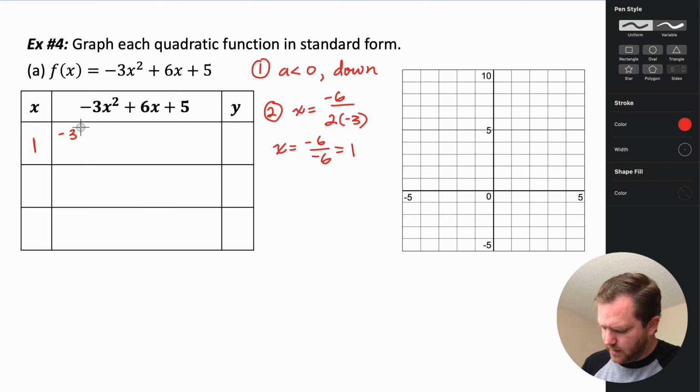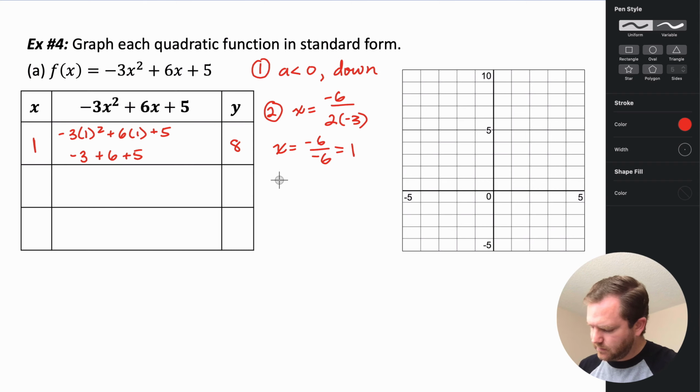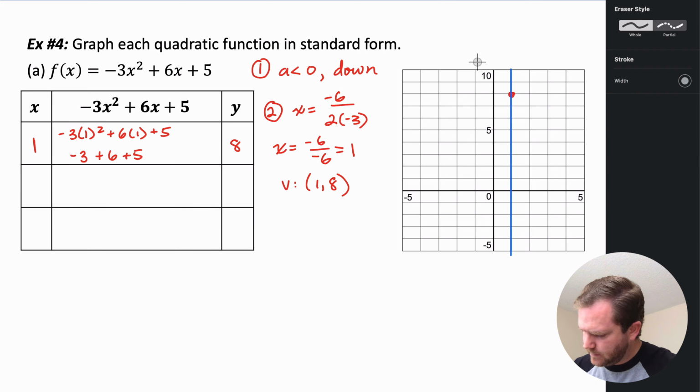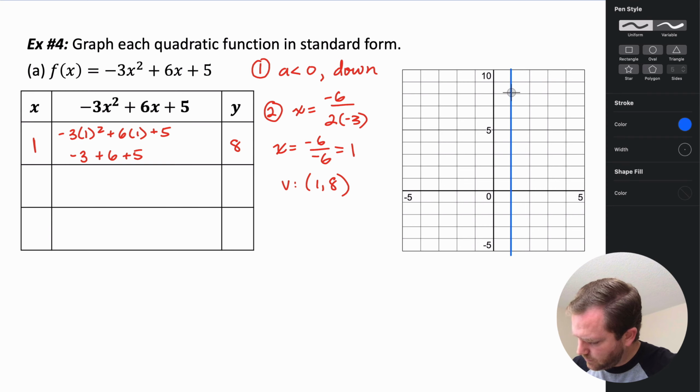So it's negative 3 times 1 squared plus 6 times 1 plus 5. 1 squared is 1 times negative 3, that's negative 3. 6 times 1 is 6. And 5. So negative 3 plus 6 is 3, plus 5 is 8. So the vertex is at (1, 8). I'm going to sketch in my axis of symmetry, using a vertical line like this. Let me put my vertex back here.